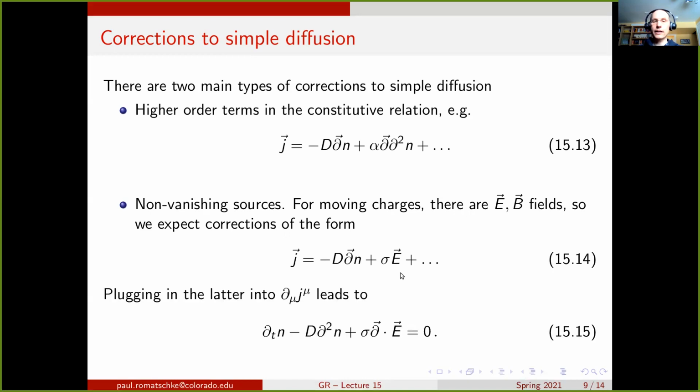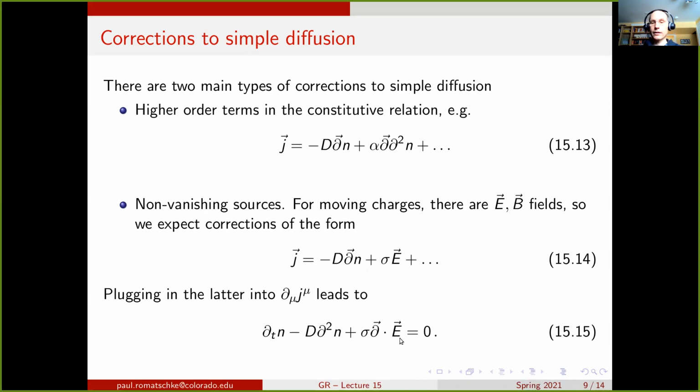So if we truncate here, so we allow first order gradient terms in the charge density n, and we allow, for instance, the electric field, which, by the way, is also a first order gradient of some underlying gauge potential, then we find that the conservation equation, d mu J mu is 0, leads to a modified diffusion equation, which not only involves the diffusion constant, but also involves the divergence of the electric field times this constant here. And that is essentially the ohmic resistance term in the diffusion equation.